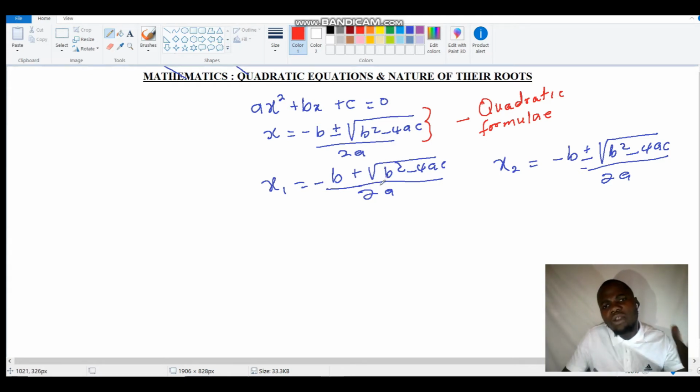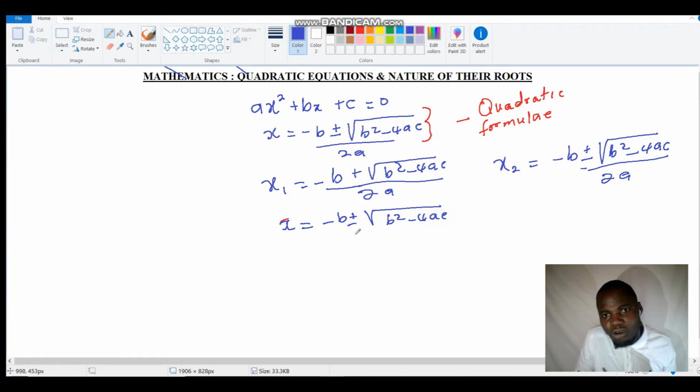Now in this section, we are interested not in finding the roots, but in determining the nature of our roots. So how do we determine the nature of our roots? We said the quadratic formula is x equals minus b plus or minus the square root of b squared minus 4ac over 2a. There is something that determines the nature of the roots of quadratic equations.